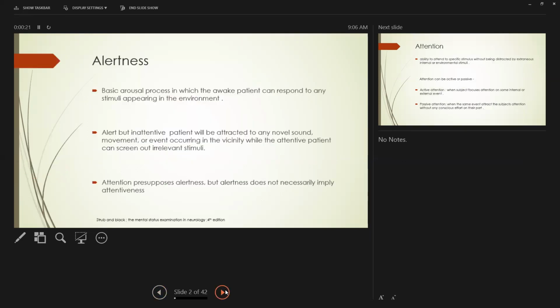First of all, we'll start with alertness. Alertness is a basic arousal process in which the awake patient can respond to any stimuli appearing in the environment. Alert but inattentive patients will be attracted to any novel sound, movement, or event occurring in the vicinity, while an attentive patient can screen out the irrelevant stimuli. If a patient is attentive, that means he is alert. But an alert patient does not necessarily mean attentive.